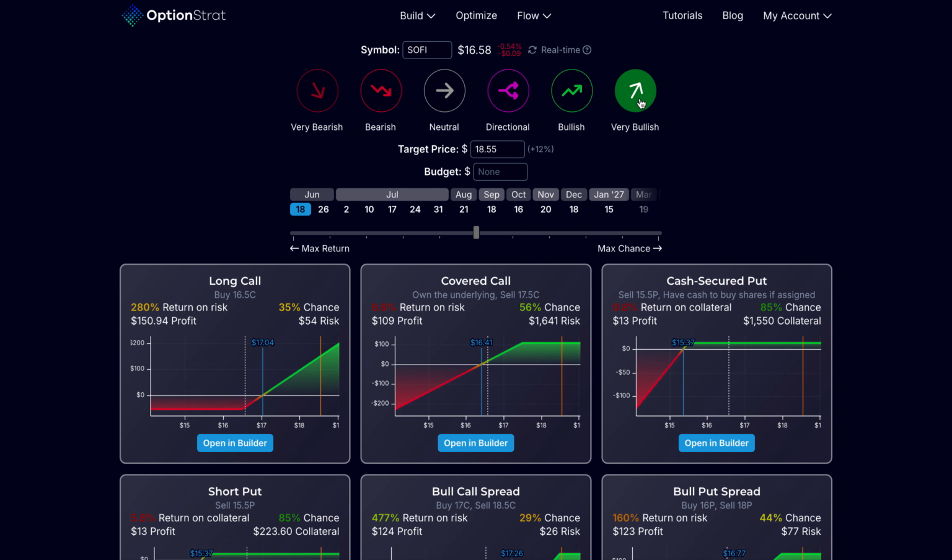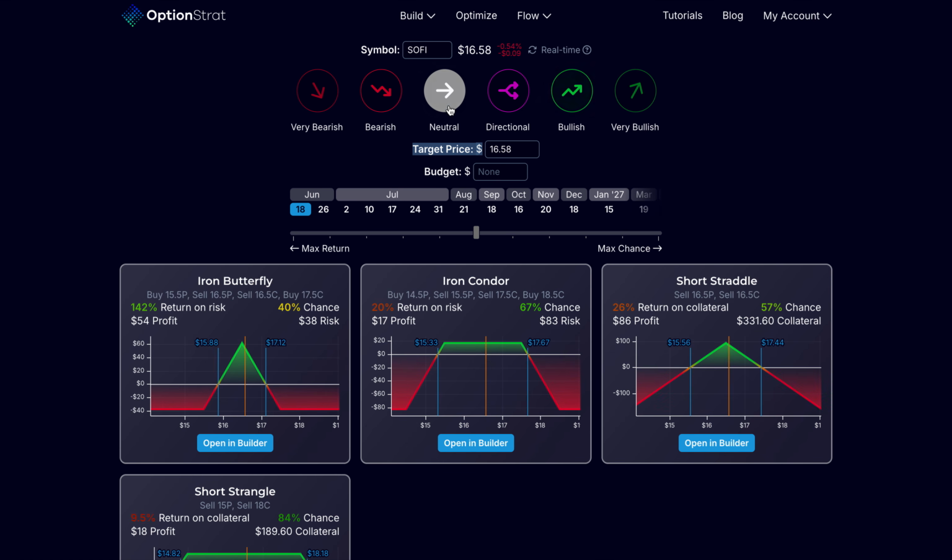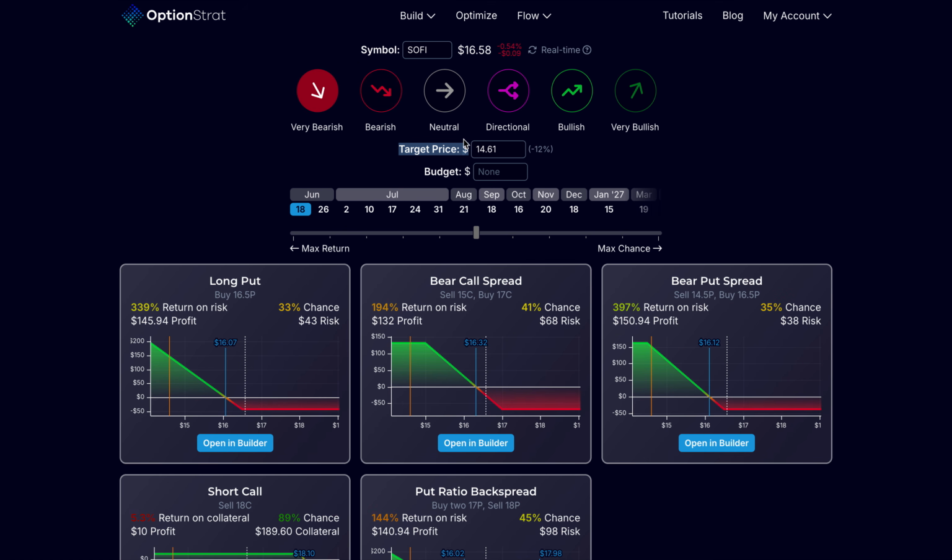Now notice that for all of these, except for directional, the field underneath them says target price. For very bullish, bullish, neutral, bearish, and very bearish, you can see the target price. And by the way, you can modify this, we'll do that next. All of these except directional have a target price that you can set, which basically means what price you think the stock will go to.